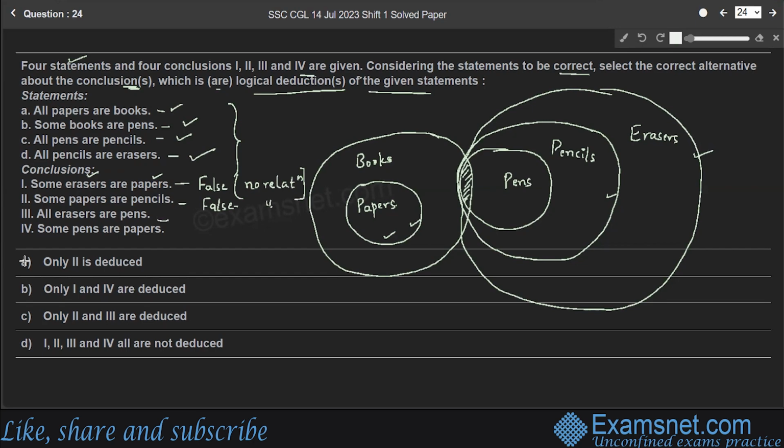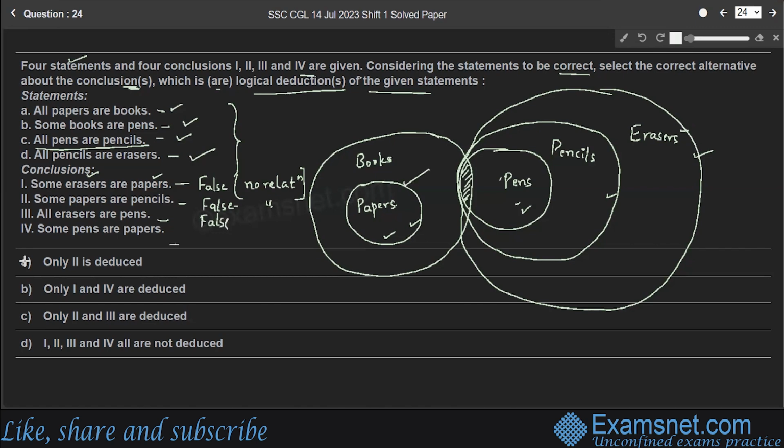And the third one, all erasers are pens. So all erasers are pens, which is not true. Only some portion of erasers is a pen, right? So according to the statements, all pens are pencils and all pencils are erasers. Only a few portion of erasers can be pen, right? Therefore, all erasers are pens is a false conclusion.